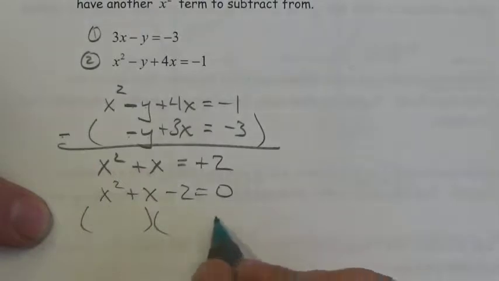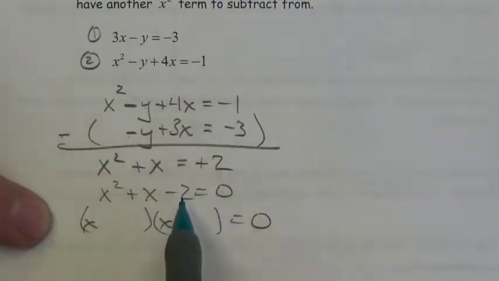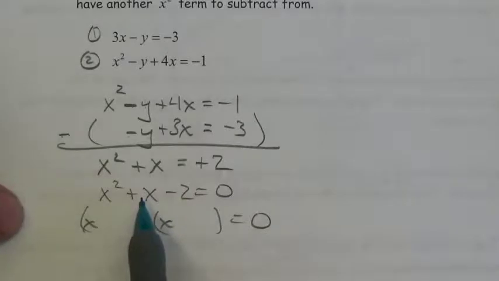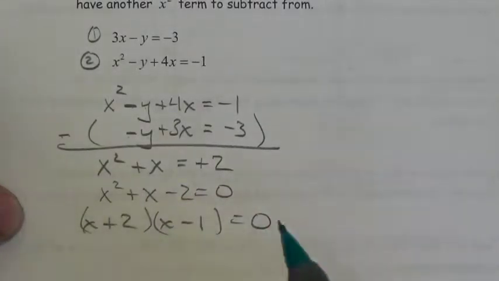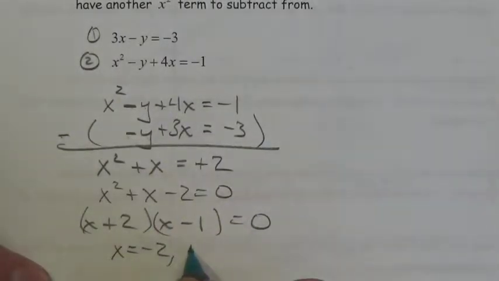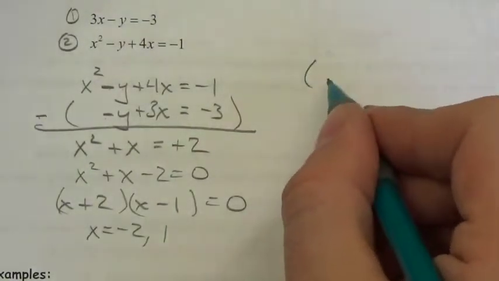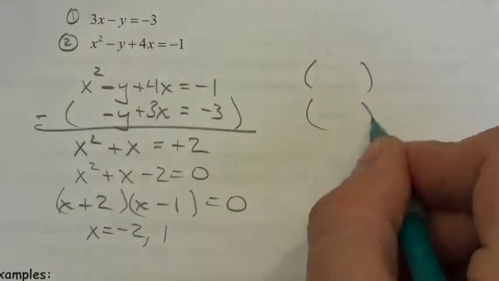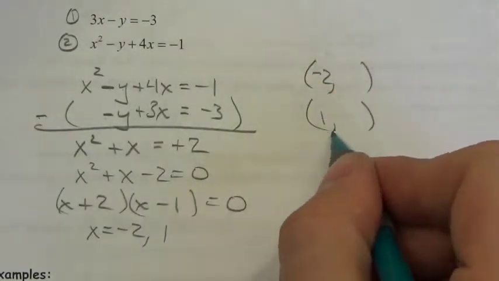Okay, now I'm hoping that this factors. So I'm looking for factors of negative 2 that add to positive 1. Okay, positive 2 minus 1, does that work? Yeah. So x is either going to equal negative 2 or positive 1. Good. So I run into the possibility of having 2 points, negative 2 comma something, 1 comma something.